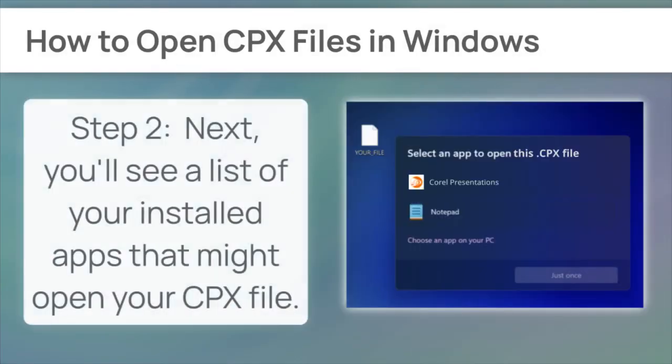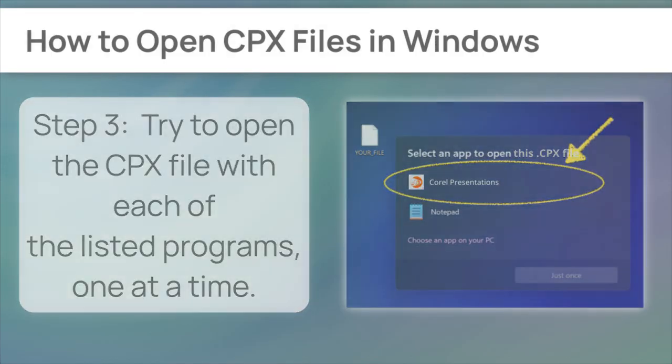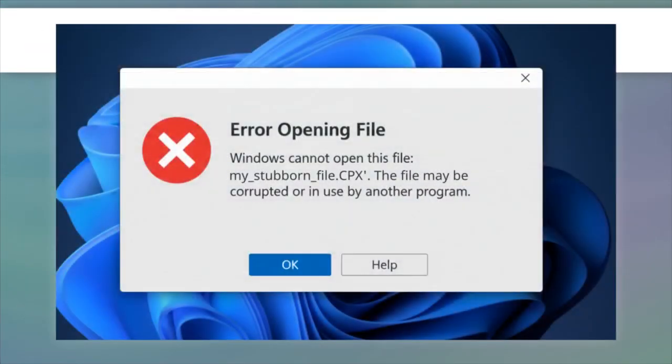Right-click the CPX file and click Open With. Test Corel Presentations first. If it's unavailable, choose another program. The right key is on your PC. If your CPX file continues to fail when opening, that is okay.